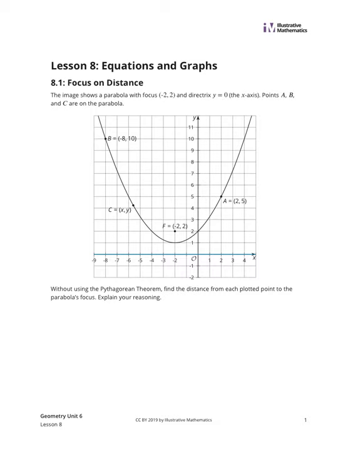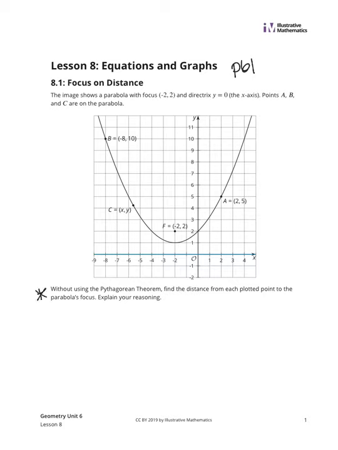Hi, Math 2. This is page 61 of our workbook. It's lesson 8. It's still on parabolas. And so let's take a look at 8.1. 8.1 says that this is a parabola with a focus at -2, 2 and a directrix at y equals 0, and A, B, and C are on the parabola.